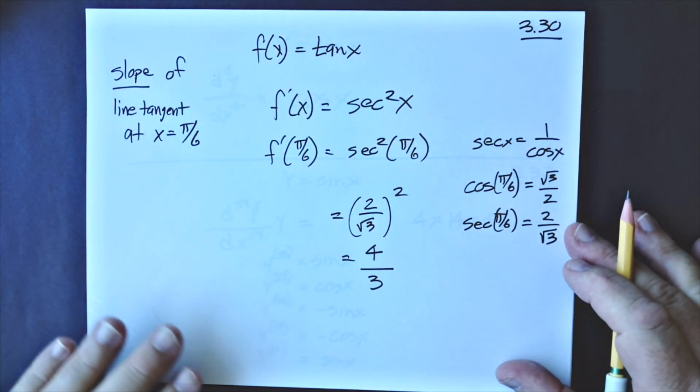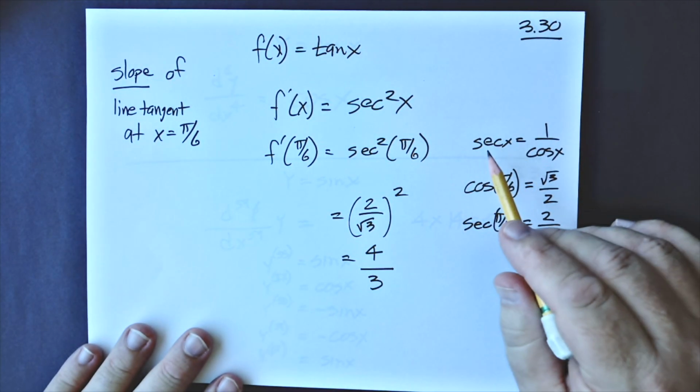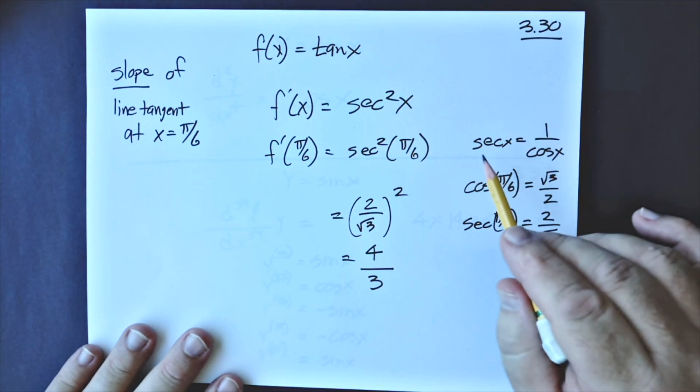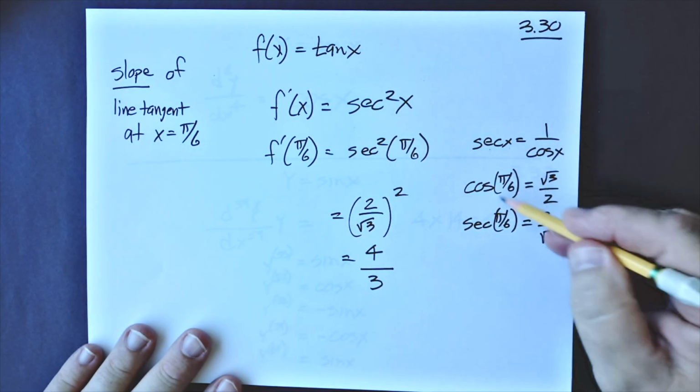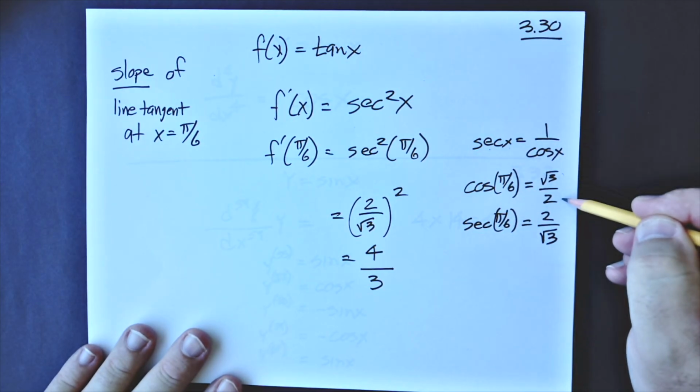Well, if you didn't know, and you don't have the unit circle memorized, you would know that the secant is 1 over the cosine. The cosine of pi over 6 is square root of 3 over 2. Your calculator will certainly tell you that.